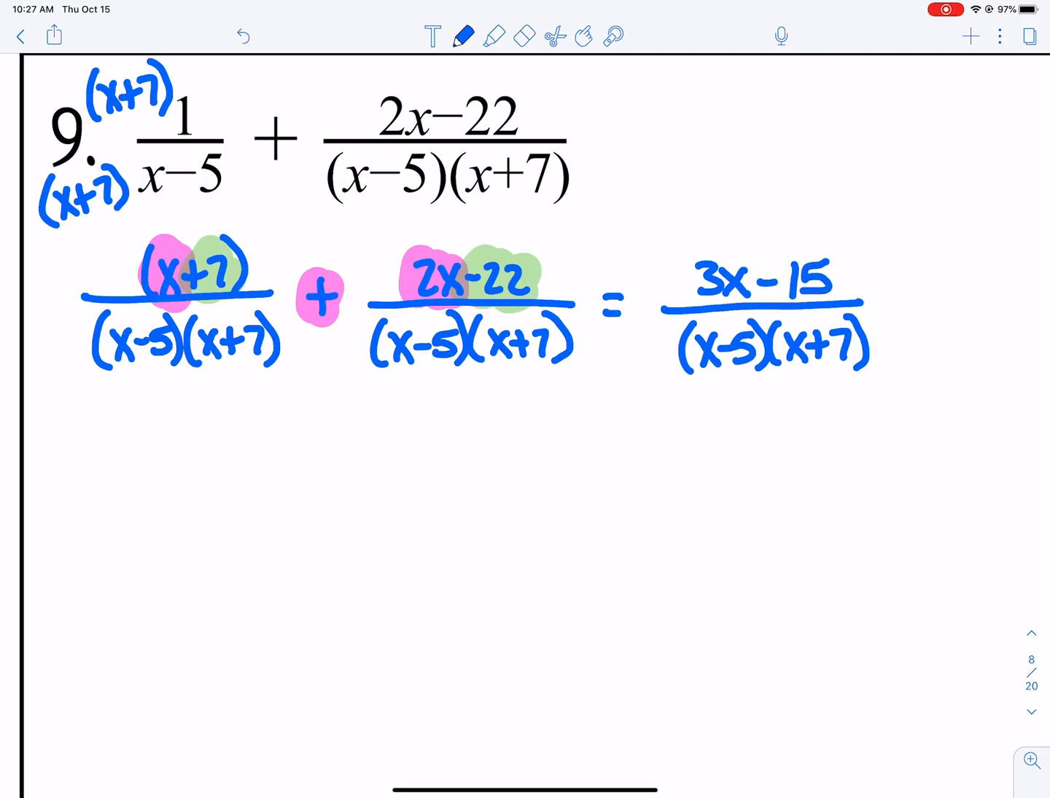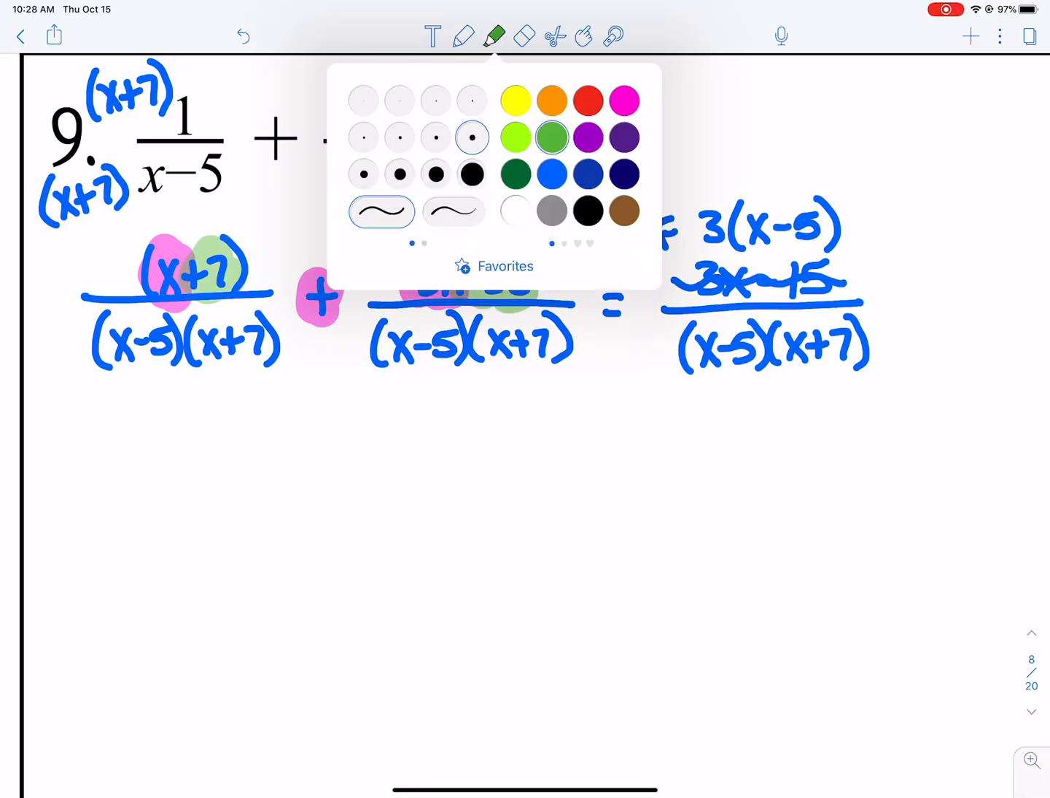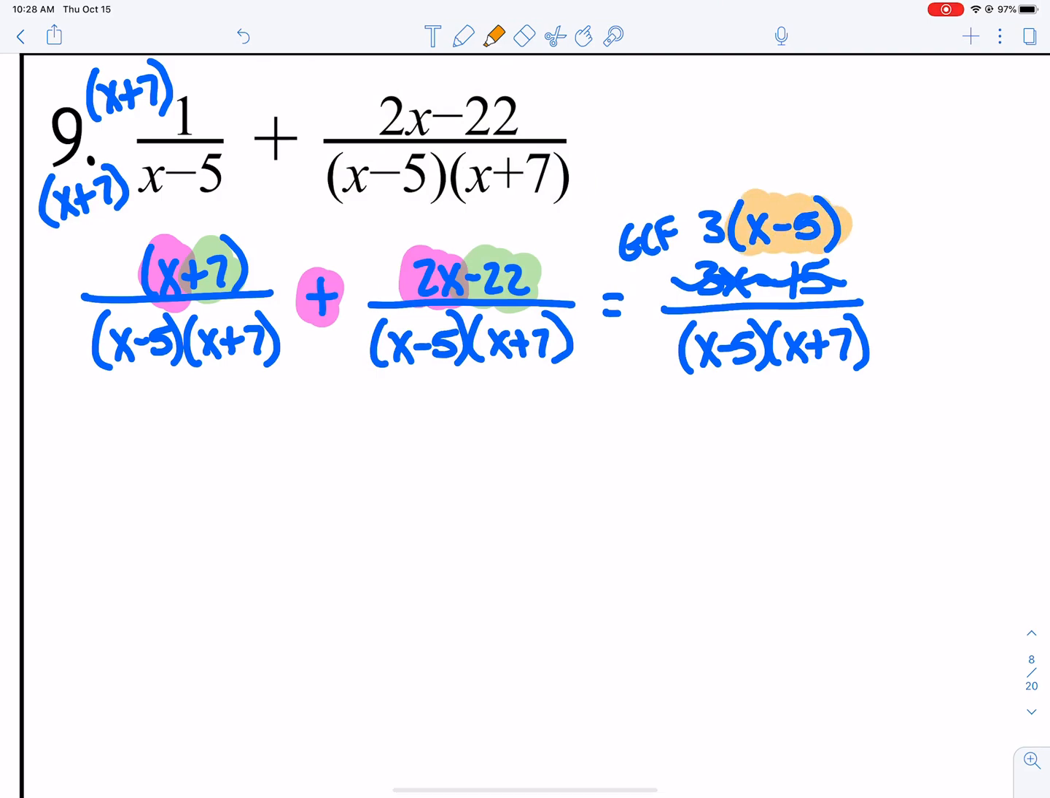So in that case, I can tell that 3x minus 15, I could factor out a GCF and see if that would help me to simplify this expression just a little bit more. So we want to check on that. So let's take out the 3, and then we have 3 times x minus 5. And x minus 5 is now a common factor in the numerator and the denominator.